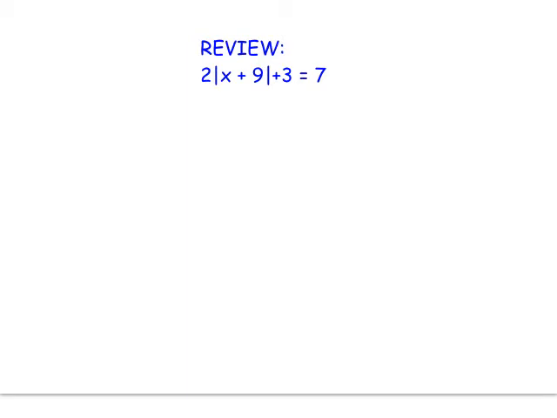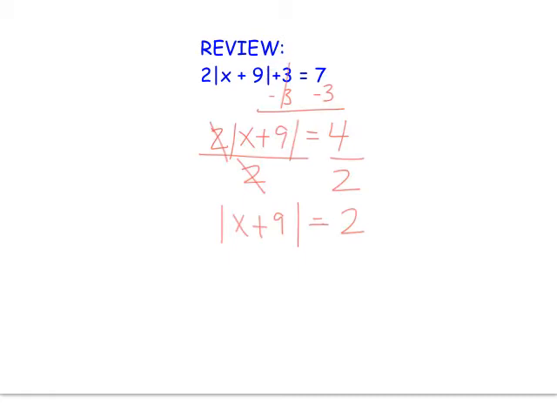So in this problem, we have an absolute value equation. The first thing we'll have to do is isolate the absolute value bars. So we would have to subtract 3 from both sides and then divide by 2. When we do that, we get this problem: absolute value of x plus 9, where the absolute value bars are now isolated, is equal to 2.